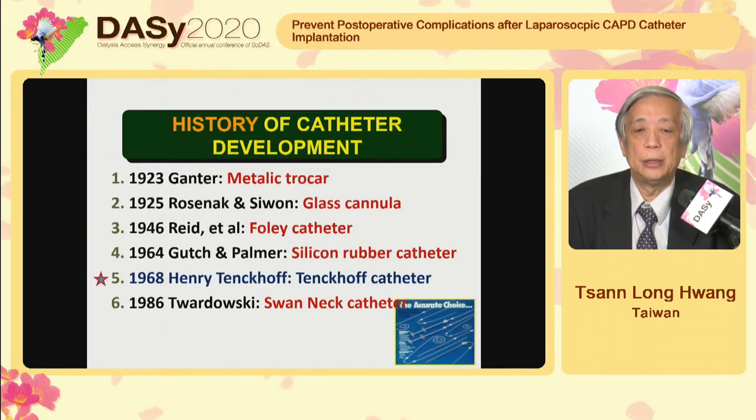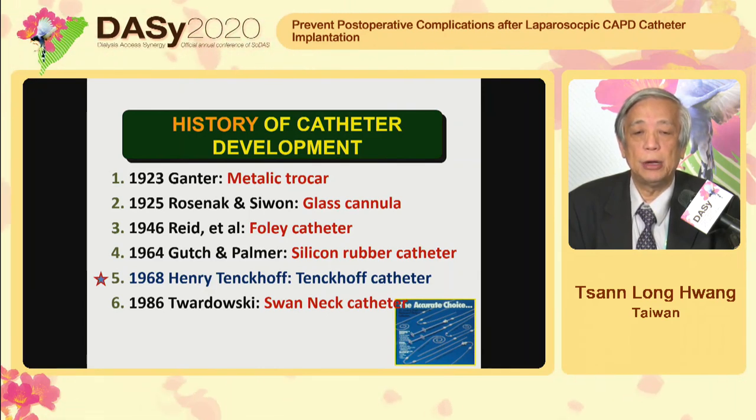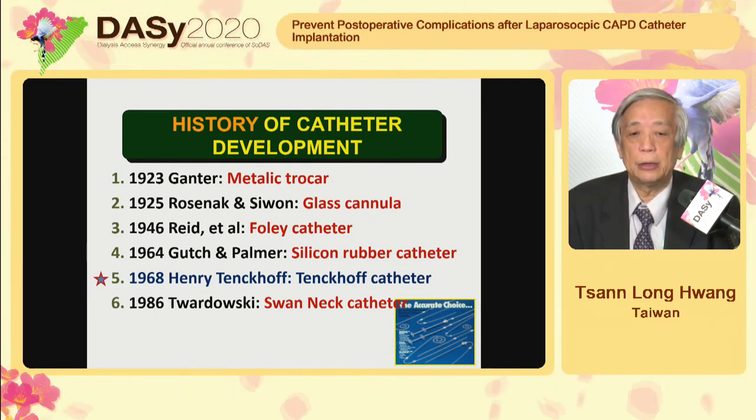As we know, the PD catheter was developed in the early 1927, starting with the metallic trocar, then a glass cannula, and the third was the Foley catheter. In 1964 Gordon and Palmer developed a silicone rubber catheter. But the most important figure is Professor Henry Tenckhoff, who developed the Tenckhoff catheter in 1968.